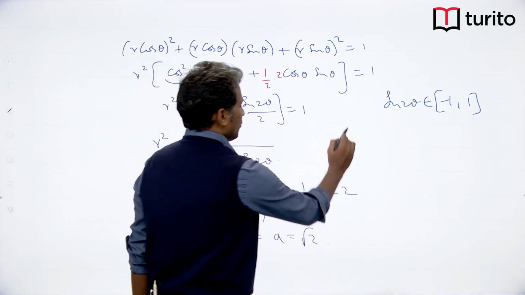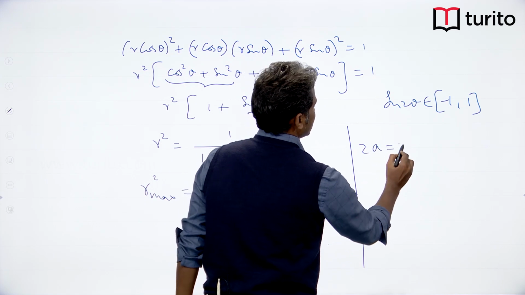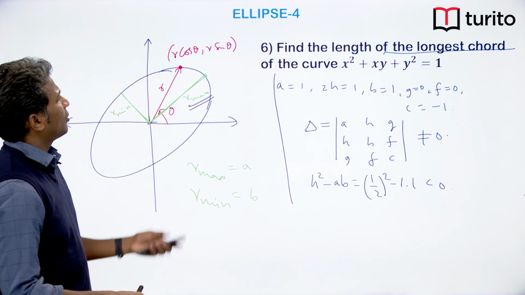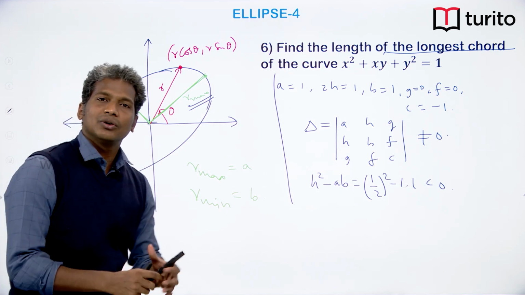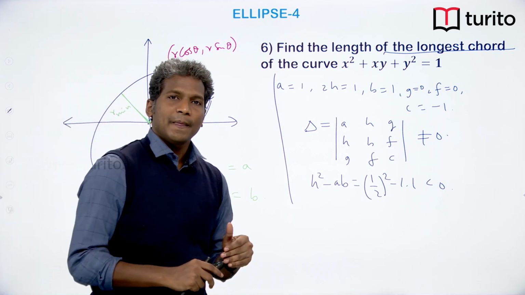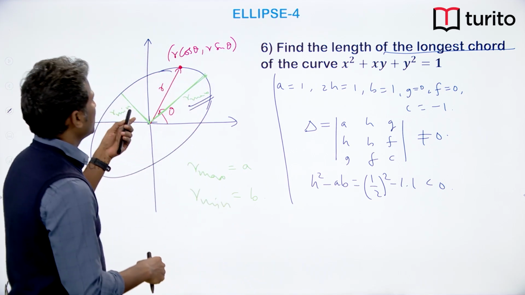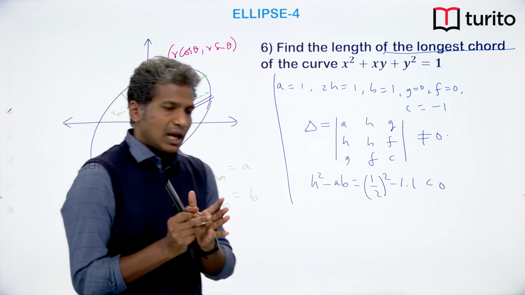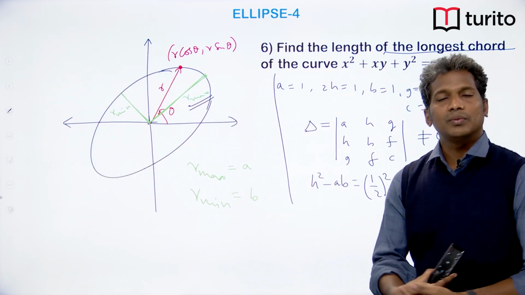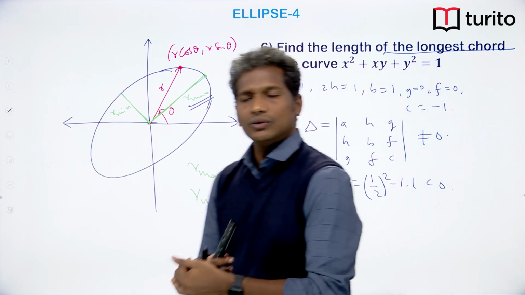That means, what is the major axis here? It is going to be 2 root 2. So that means, what is the longest chord? The length of the longest chord is 2 root 2. So this way we can solve this problem. If you have understood the idea here, we have taken help of r cos theta, r sin theta to solve this problem. Come on, make a note of this.